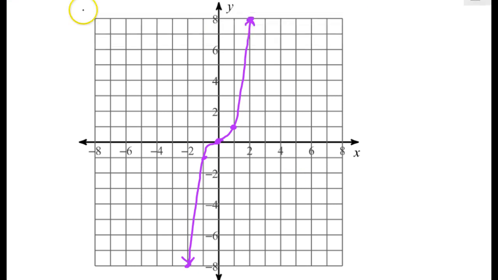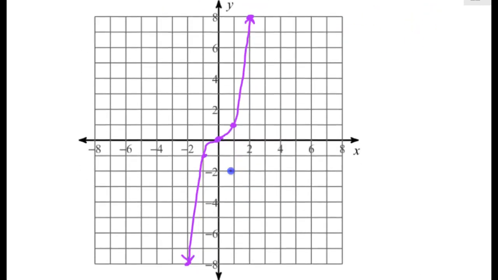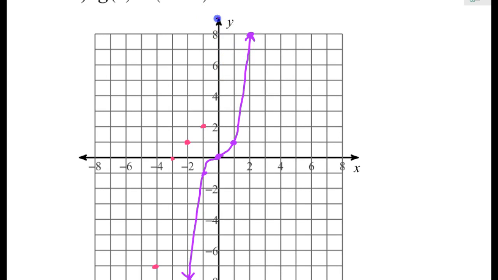So now let's talk about the transformations that happen. Because of this plus 2, it is to the left 2. And then it's up 1 because of the plus 1. So left 2, up 1. So if I move each of these points left 2, up 1, okay, it's going to show you what the function really looks like. I'm going to have to go off the graph a tiny bit. So g of x is looking like this.